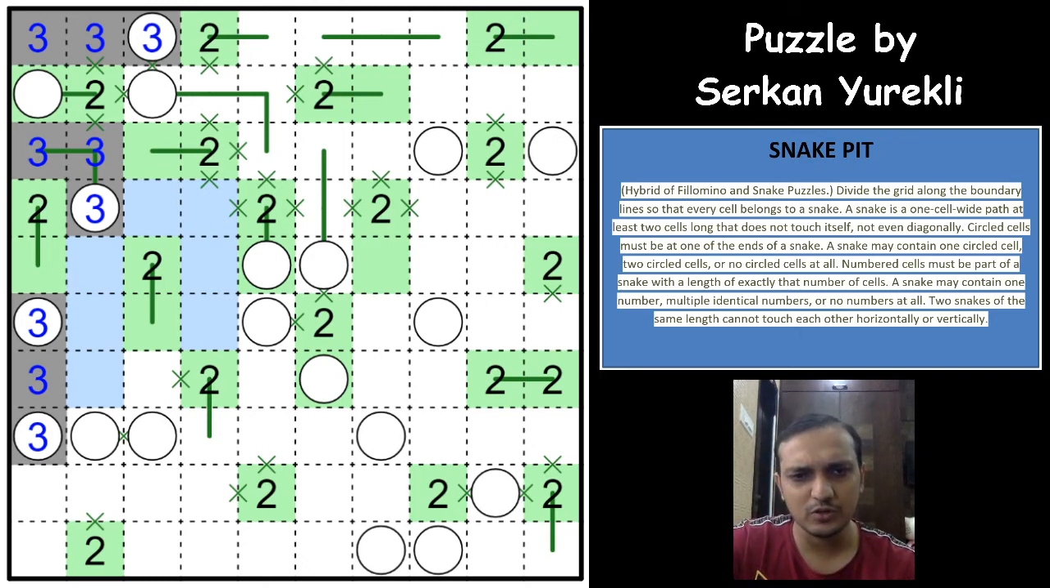This seems to be a very good puzzle. All kind of possible Philomeno techniques and snake techniques are used in this puzzle. So let us see if we get anything else here. Okay, so we can extend the line here. This line cannot be a 2, it can still be a 3.